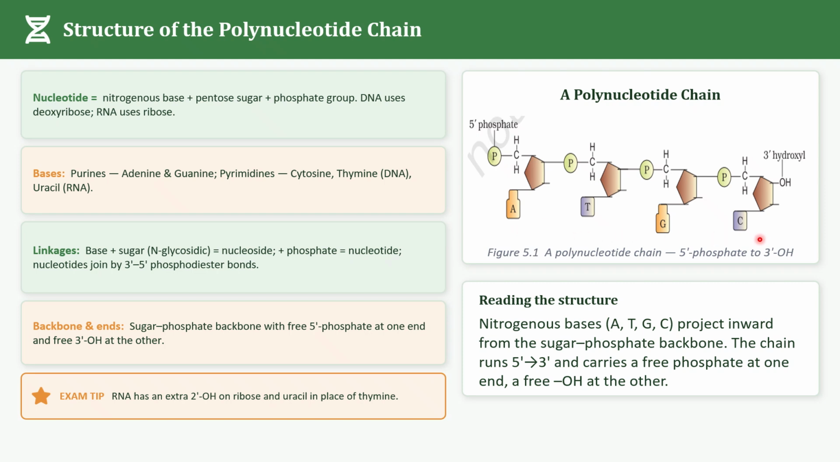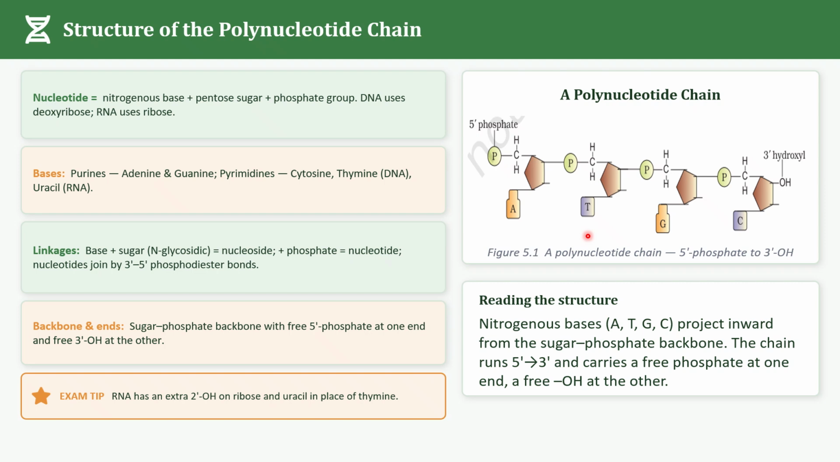The first one is the purines. Purines have two rings. They are adenine and guanine. You can see these orange colored things, A and G, adenine and guanine. Next are pyrimidines. Pyrimidines have one ring, and they are cytosine, thymine, or uracil. Always remember, cytosine occurs in both DNA and RNA, but thymine occurs only in DNA. Instead of thymine, RNA has uracil.